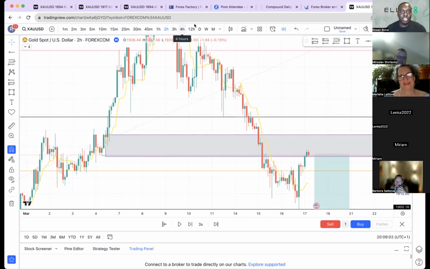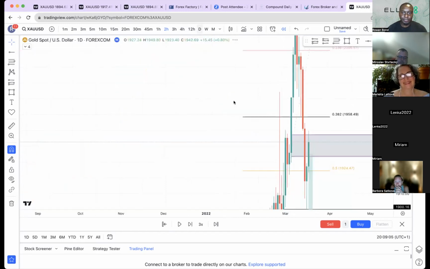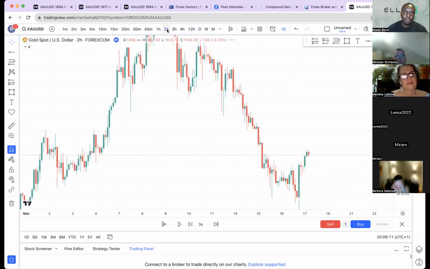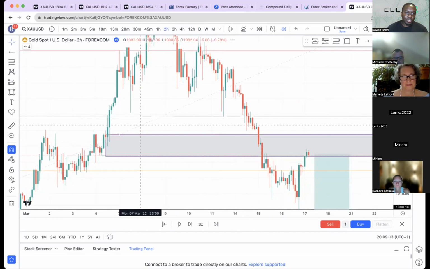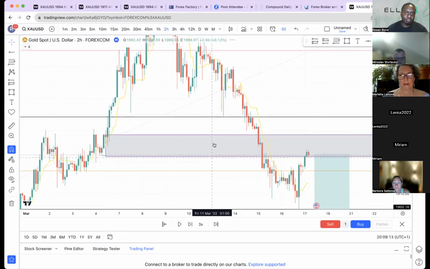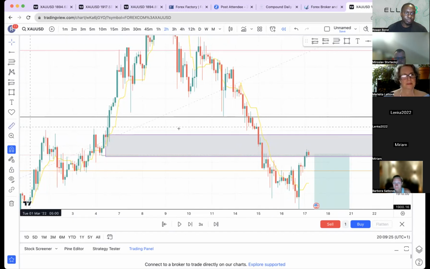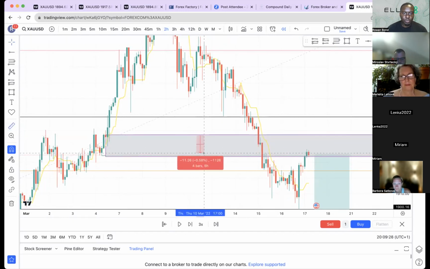Okay, but let's just say you got stopped out on this trade and maybe you risked, let's say, 2%. You lost out here. Because this was how many pips? Maybe it was 1 to 2% you lost on this trade.